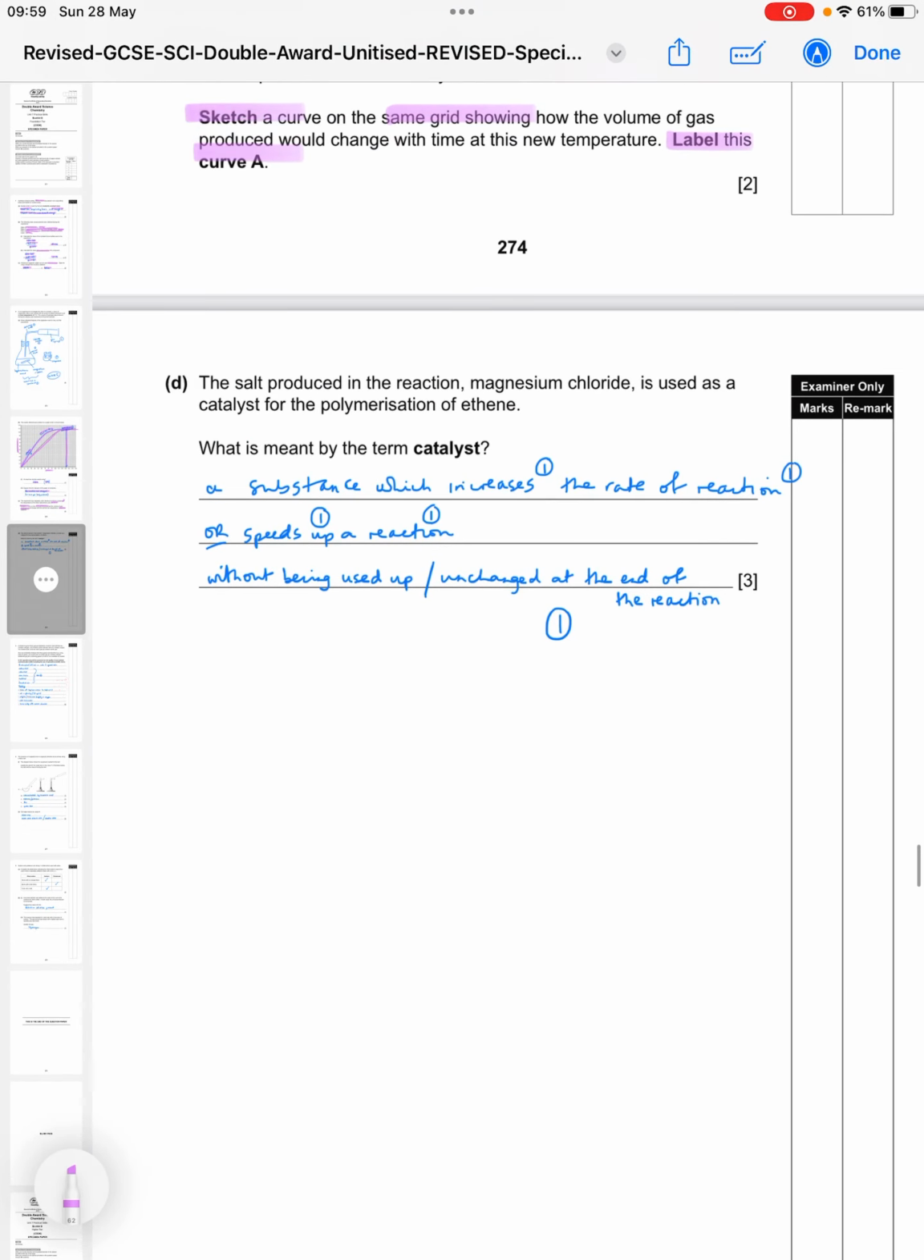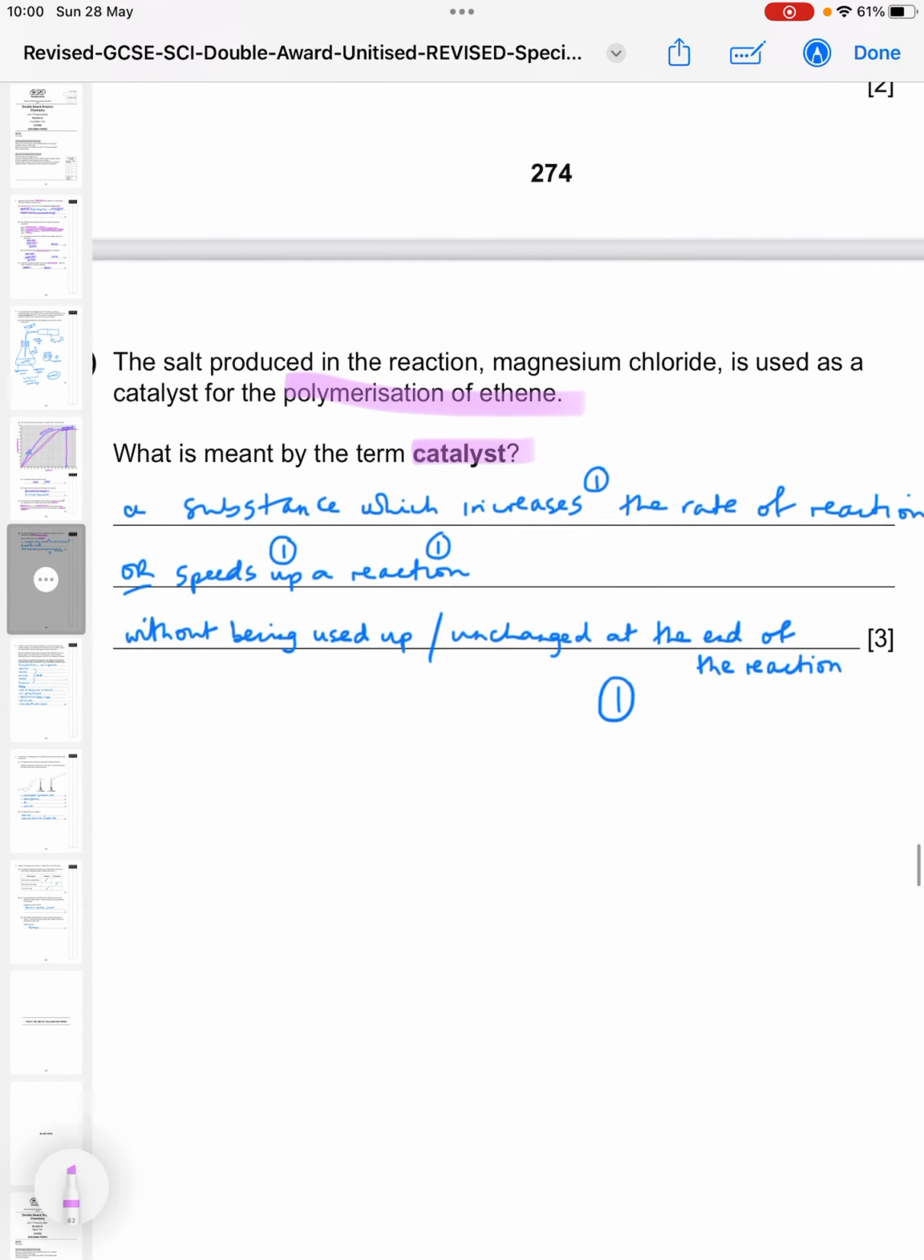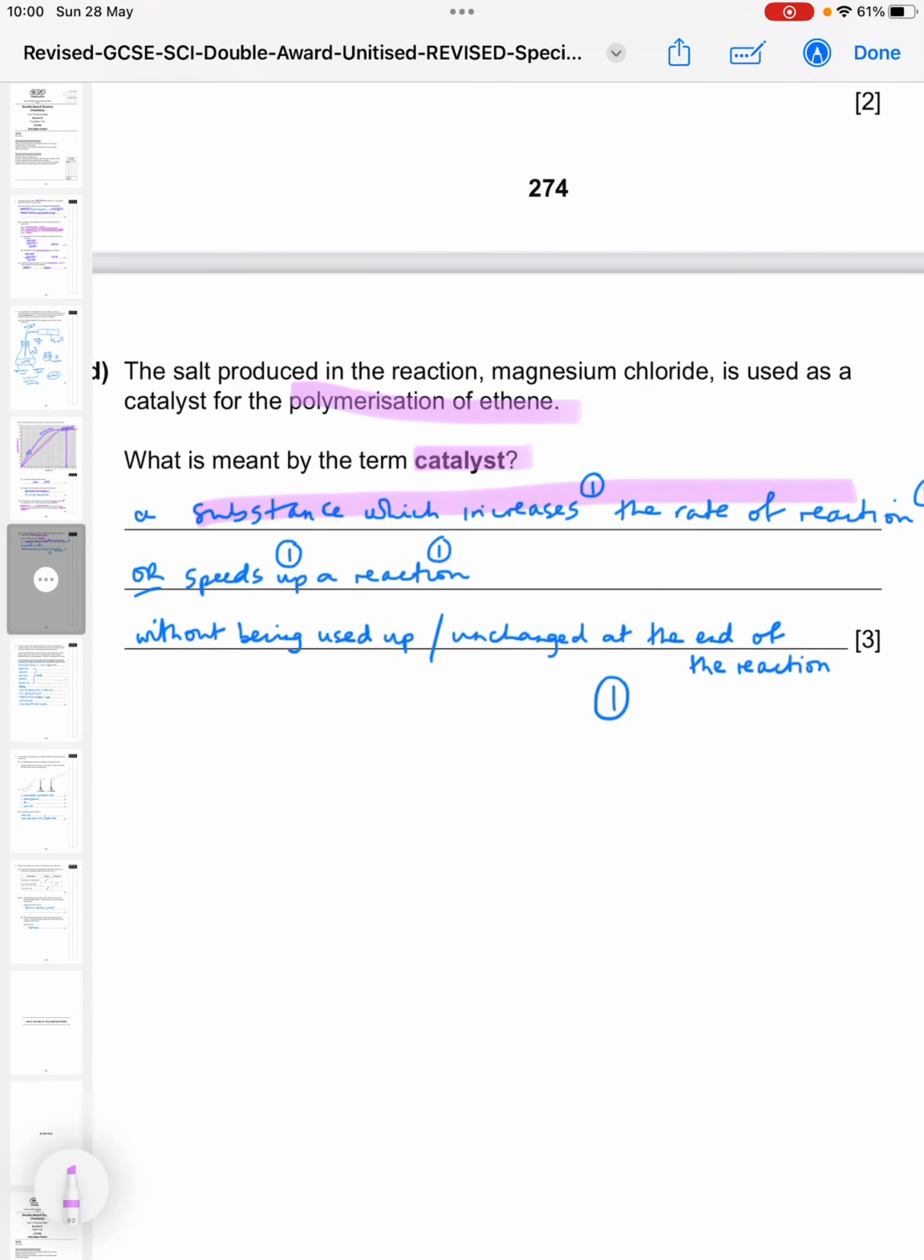The salt produced in the reaction, magnesium chloride, is used as a catalyst for the polymerization of ethene. What is meant by the term catalyst? So what we're looking for is just a substance which increases the rate of reaction or speeds up a reaction. So you'll notice there that the 1st mark is for increases, 2nd for rate of reaction, or 1st mark for speeds up, and the 2nd one is for just a reaction. And then 3rd mark without being used up itself, or it's unchanged at the end of the reaction.